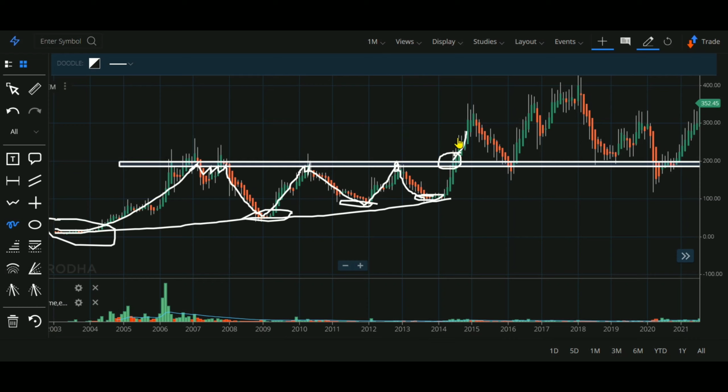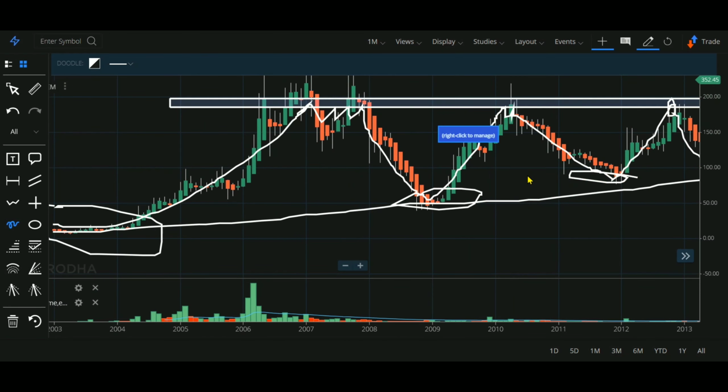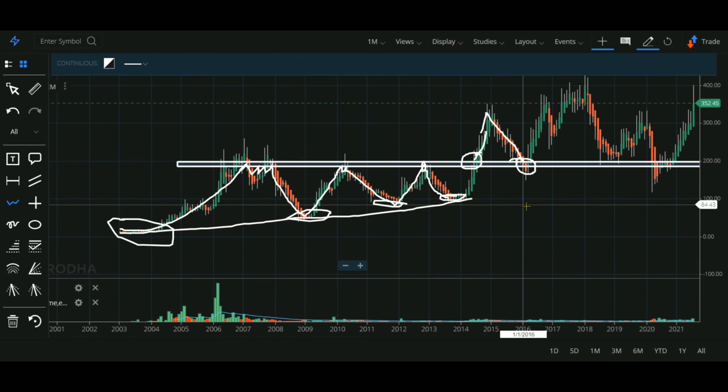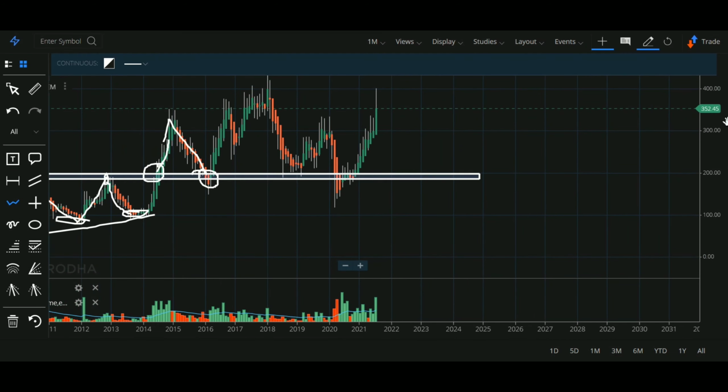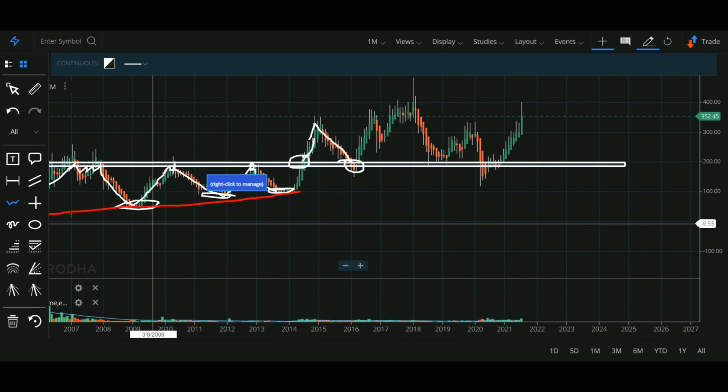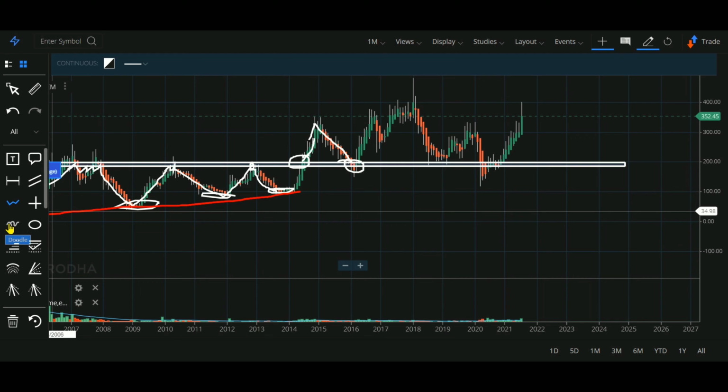This has given a breakout over here. The price has gone up and then came down and took a support here. It took a support here and then the price has gone up, and till now it's completely respecting all the support and resistance points in this stock.